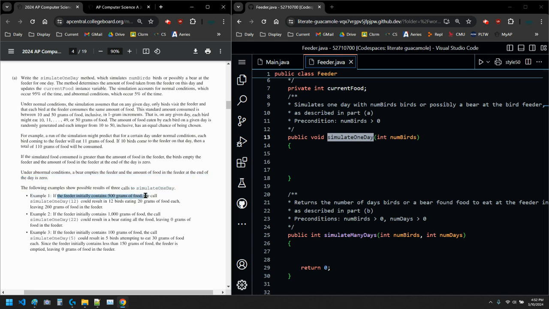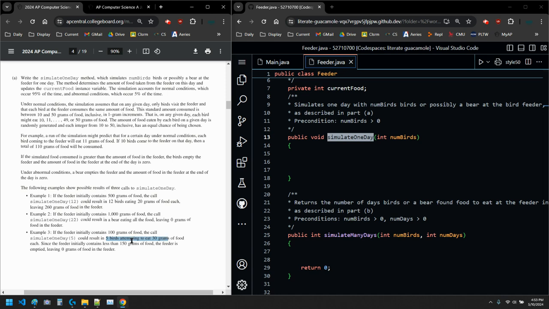Okay, so example 1. Feeder contains 500 grams of food. And then if I call simulateOneDay(12), that means there are 12 birds eating, and 20 is the random number, and 12 times 20 is 240. And so 500 minus 240 is 260. Yeah. And then if there's 1,000 grams and we simulate it with 22 birds, but there's a bear, so no matter what, it's 0. Or maybe if I call simulateOneDay(5), we have 5 birds attempting to eat 130.